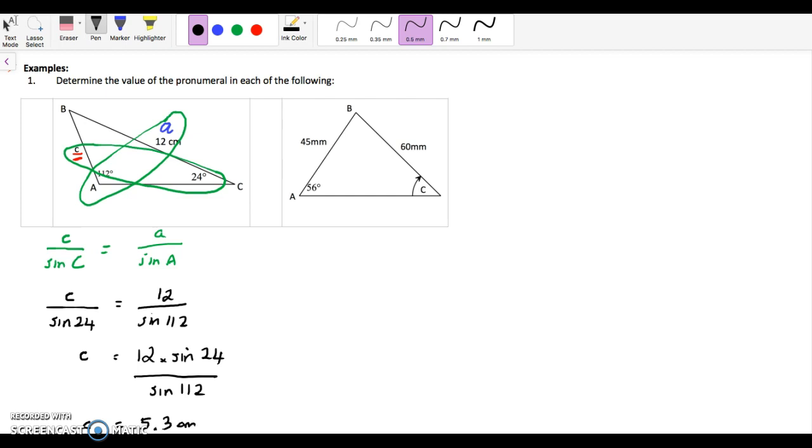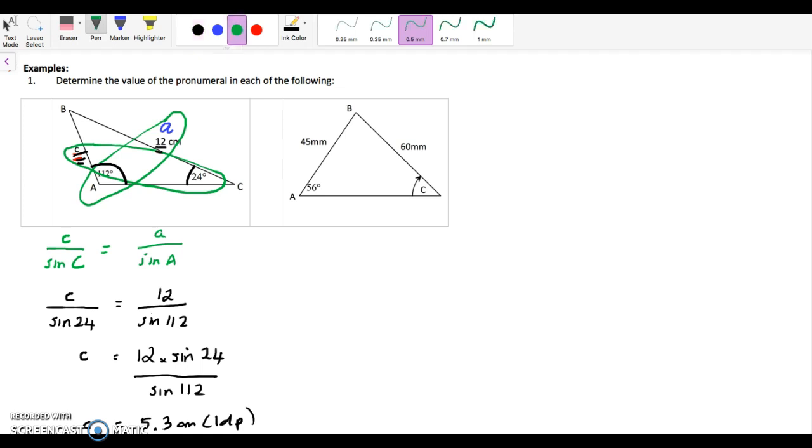And when we put this into our calculator, to one decimal place, we get the length of side C as 5.3 centimeters. Now looking back at that triangle, that does make sense because angle C is very small. So side C should be quite small in comparison to angle A, which is an obtuse angle, so it should be much larger than side C.